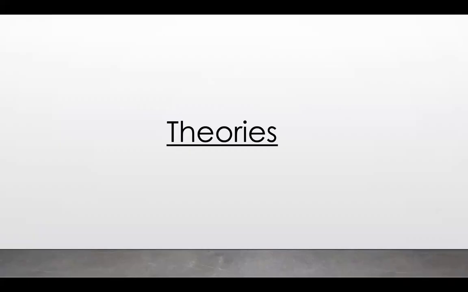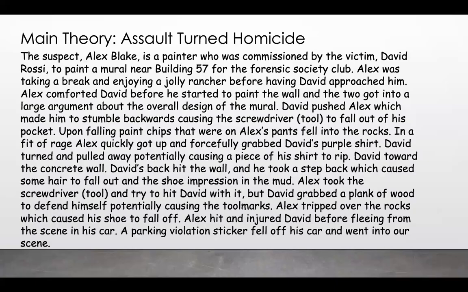And so these are going to be our theories that we went through, and that we came up with about what may have happened during our scene and the sequence of events that may have taken place. So starting off, the suspect, Alex Baker, is a painter who was commissioned by the victim, David Rossi, to paint a mural in Building 57 for the Forensic Society Club. Alex was taking a break and enjoying a Jolly Rancher before David approached him.